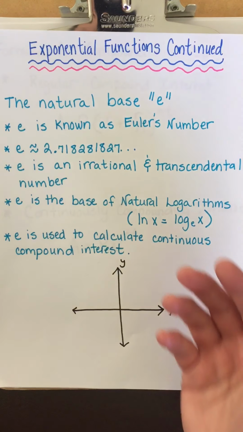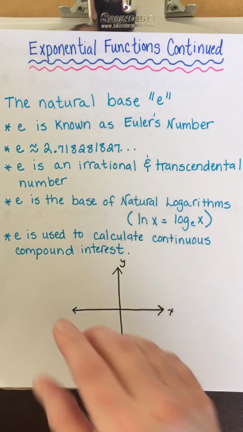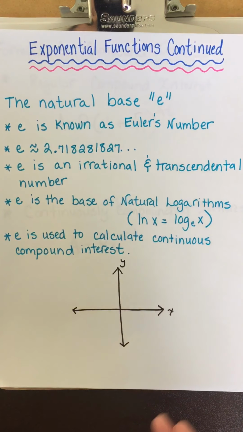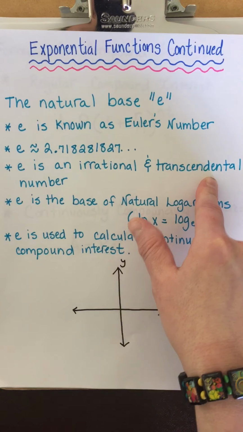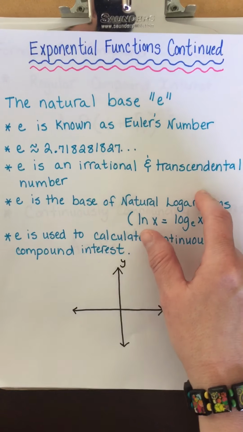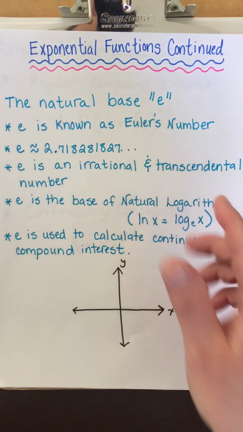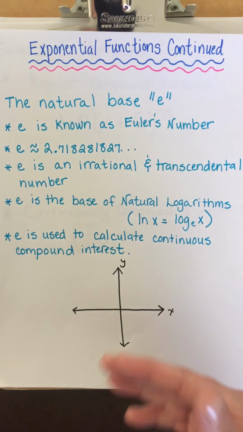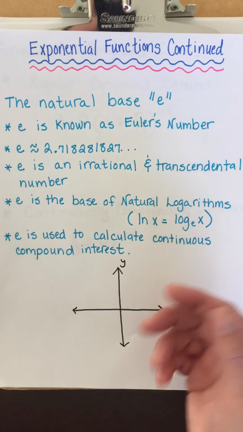2.718281827, yada yada. And the reason we got the yada yada is because it is an irrational number. Remember, that's a number that's a decimal and it never ends and it never repeats. It's also a transcendental number, and what that is, is a complex number that can't be the root of a non-zero polynomial equation that has coefficients that are integers.